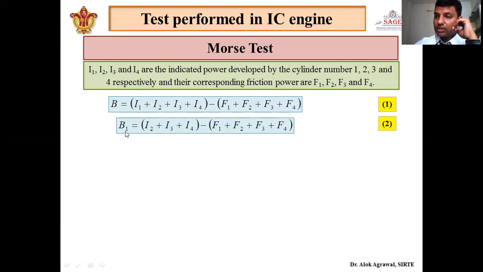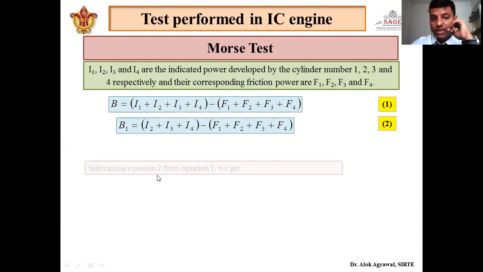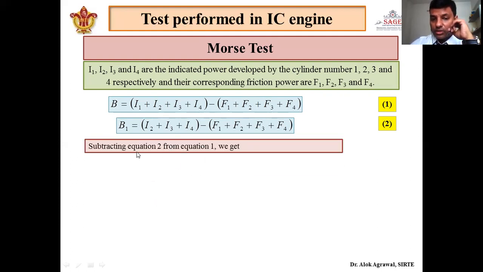B1 means cut off at cylinder 1, and when there is cut off at cylinder 1, there will not be any indicated power developed in cylinder 1. So total indicated power will be the summation of indicated power developed in cylinders 2, 3 and 4. Okay. Similarly, first we are subtracting equation 2 from equation 1. What are we getting? Left hand side B minus B1, and right hand side, what will be left? Only I1, because I2, I3, I4 will cancel out and friction power will cancel out. So we get one equation, that is B minus B1 is equal to I1.